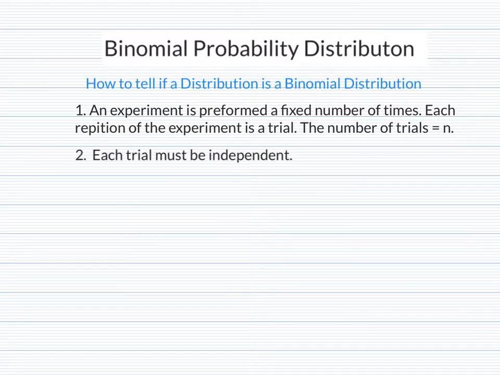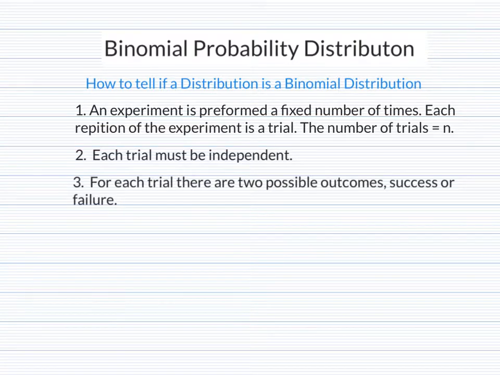The second thing for something to be a binomial distribution is each of the trials must be independent. So you can't have a trial where you're picking a bunch of cards without replacing them, or any other instance where one event depends on the other event occurring.